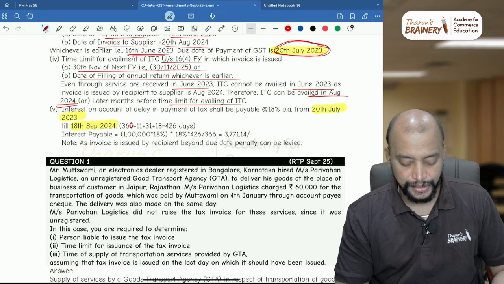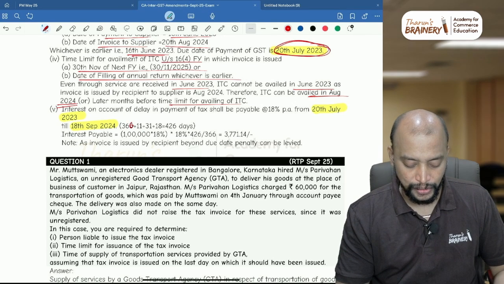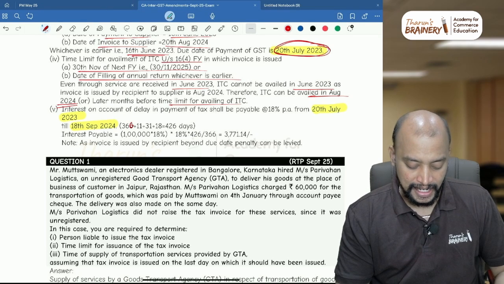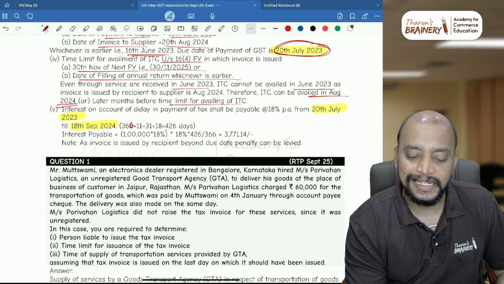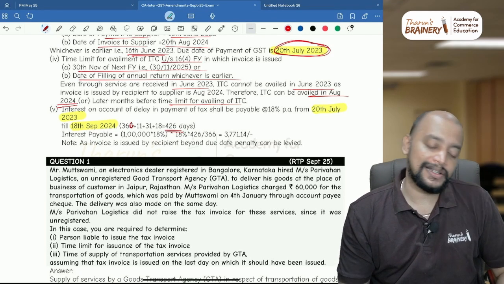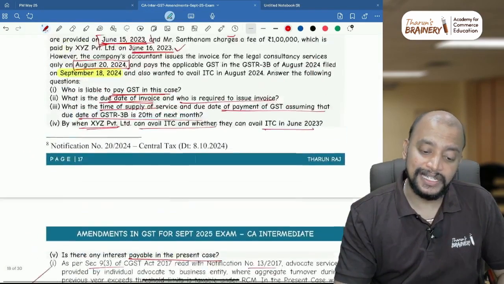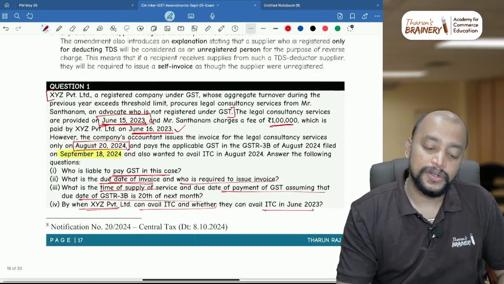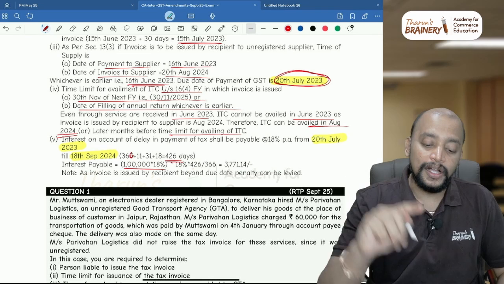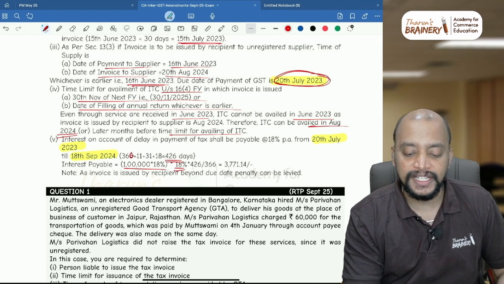20th up to 20th you consider it. So 366 plus July 11 days. Then August 31 days. September will be 18 days. So therefore 366 plus 11 plus 31 plus 18, that will be 426 days. For 426 days, we need to compute the interest on what? On the GST. What is the GST? 1 lakh is the fee. So 1 lakh into 18% is tax. On that, 18% is the rate of interest, into 426 by 366.